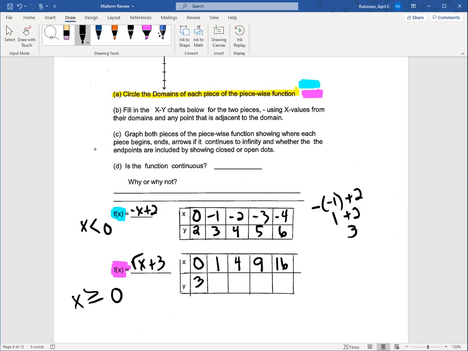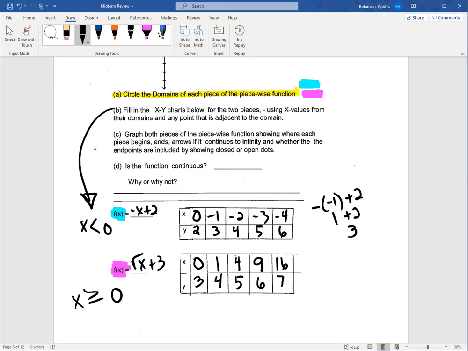The square root of 1 is 1 plus 3 is 4. The square root of 4 is 2 plus 3 is 5. The square root of 9 is 3 plus 3 is 6. I can see it's just going up by 1 each time. Okay, so that was fill in the charts below.